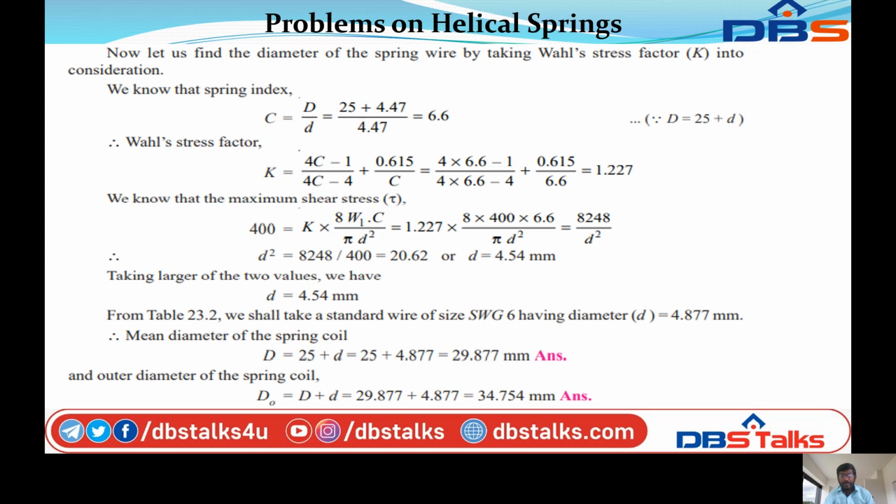Therefore, the mean diameter of the spring coil, capital D, is equal to 25 plus d. Substituting the value, capital D is equal to 25 plus 4.877, which is equal to 29.877 mm. And the outside diameter of the spring coil, D naught, is equal to capital D plus small d, that is 29.877 plus 4.877, which equals 34.754 mm.